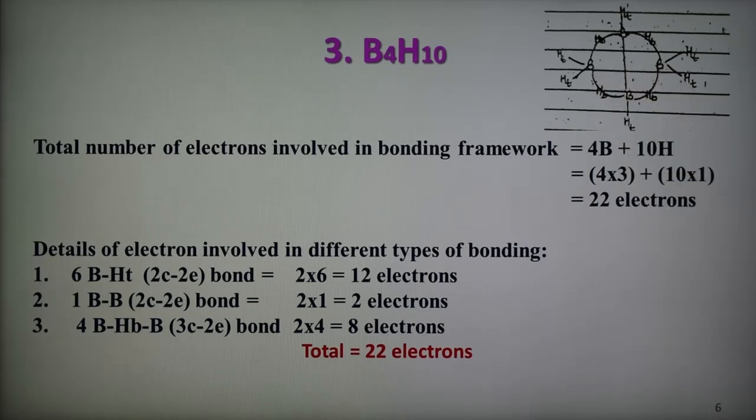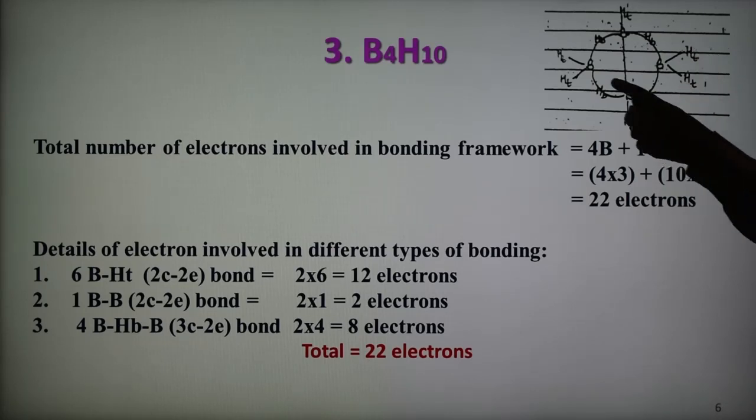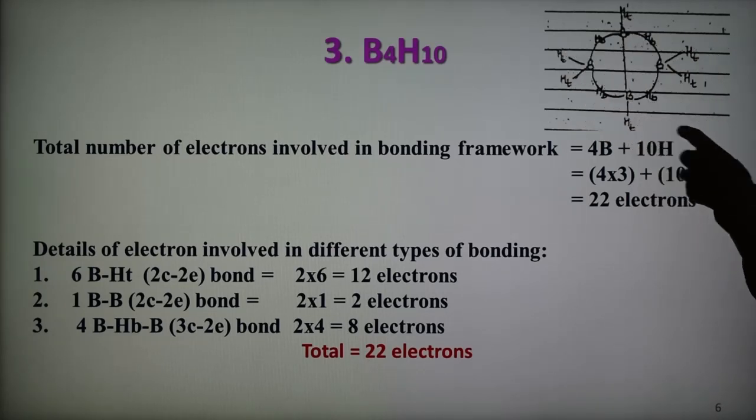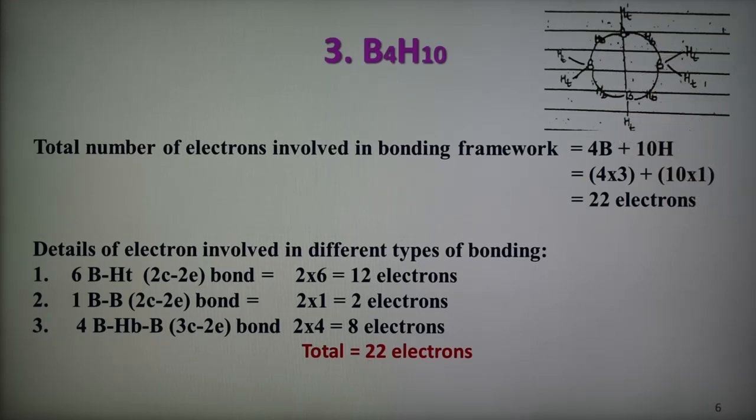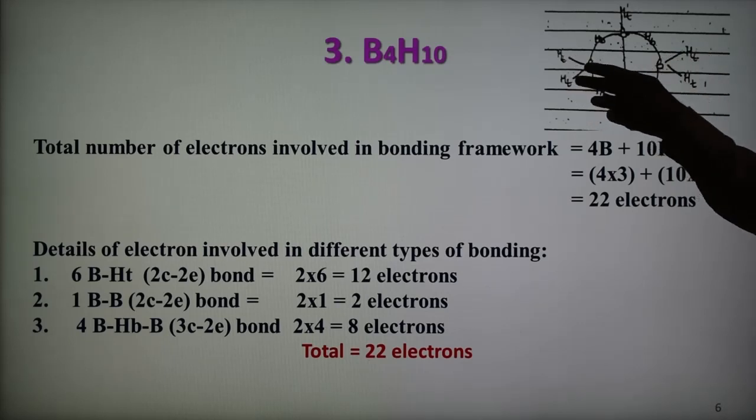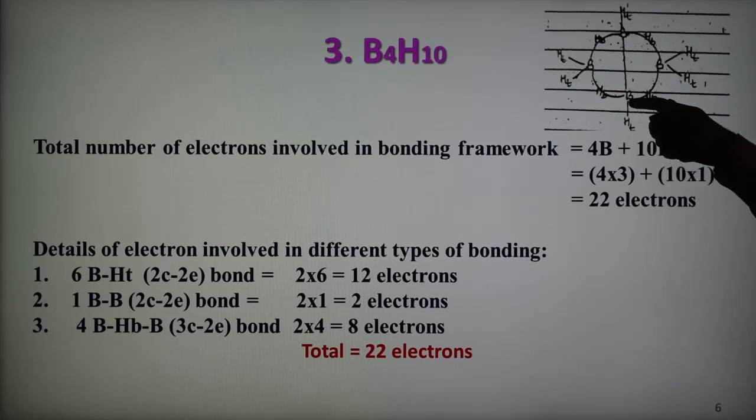So in this way B4H10, and a total of 10 hydrogens are there: 1, 2, 3, 4, 5, 6 terminal, and 1, 2, 3, 4 bridging hydrogens. So a total of 10 hydrogens are there, in this structure of B4H10, 4 bridging hydrogens and 6 terminal hydrogens. 2 are here, 2 are here, and 1 to this, this is another terminal.